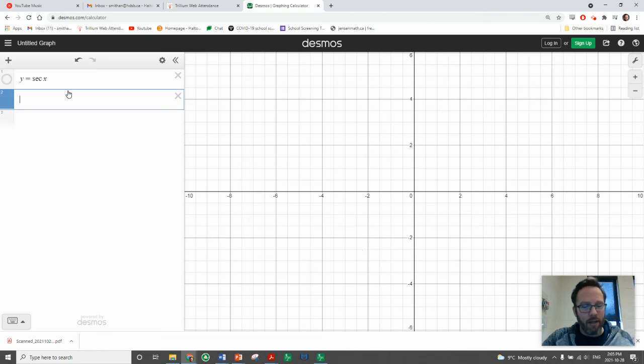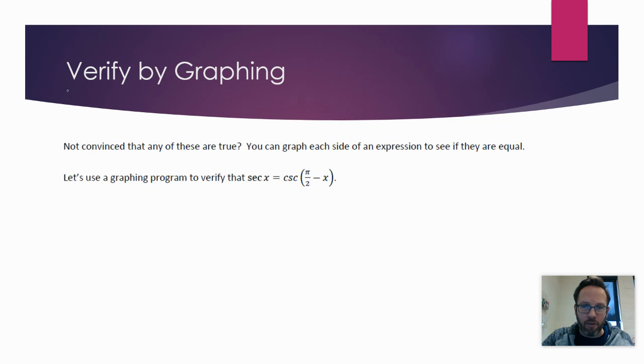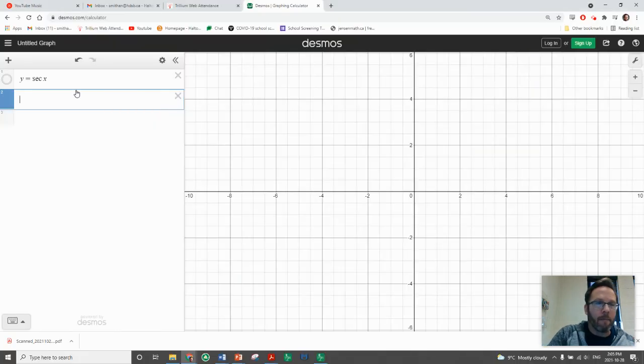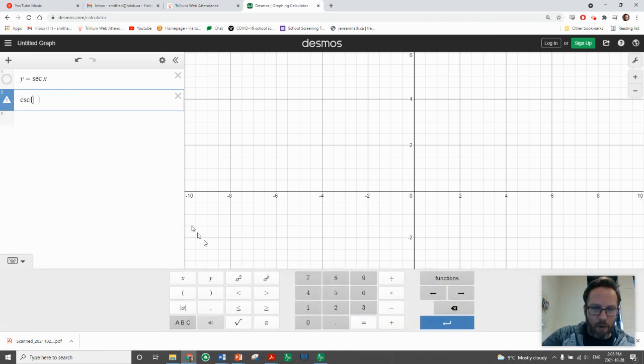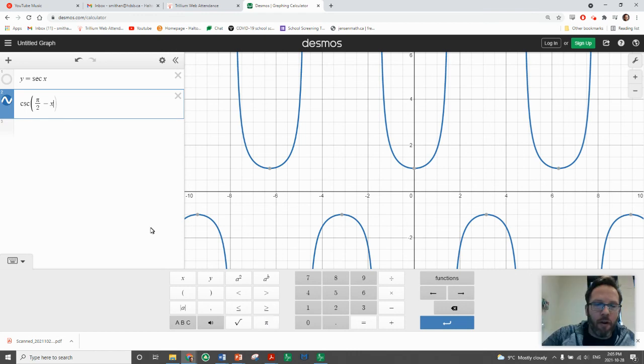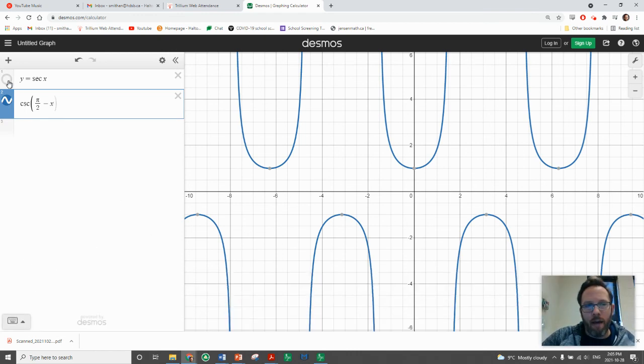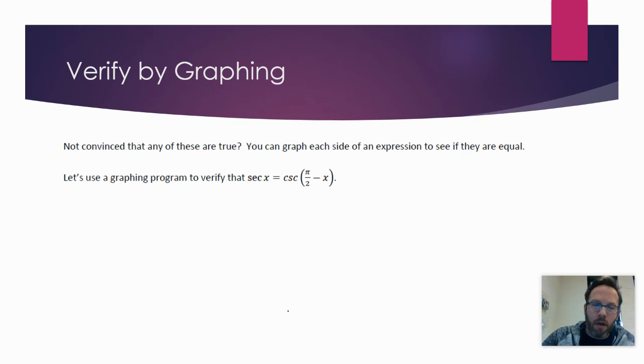And I'll add a new one here. And our second guy is cosecant of pi by 2 minus x. So cosecant of, and then I think I'm going to get, do I have a pi button here? Yeah. Pi divided by 2 minus x. Okay, so very similar. And if I have both at the same time, we can see that they are just overlapping each other. So that's pretty neat. So you can verify any identity by using graphing technology. That's pretty cool. So I hope you enjoyed that lesson.